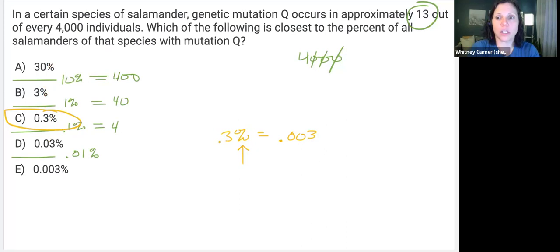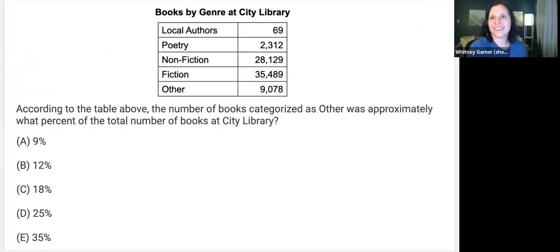Okay. I want to look at one more of that type, and then I want to show you a final way that you can use this same estimating and benchmarking in certain types of questions. So let's take a look. This is a great question for estimating across the board, knowing that you don't have a calculator. So here we go. Give this one a shot.